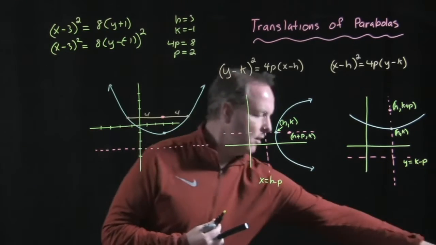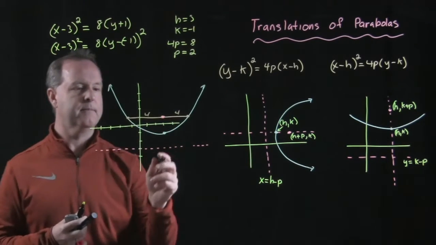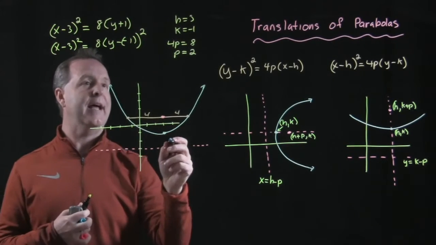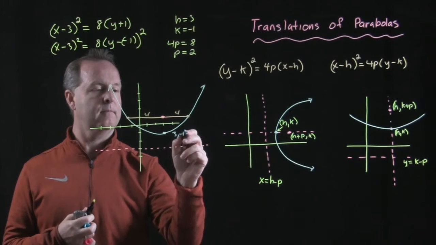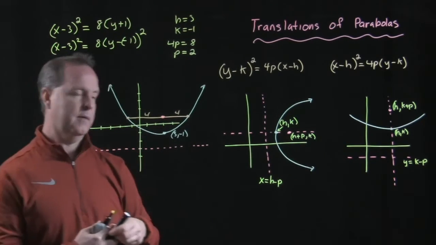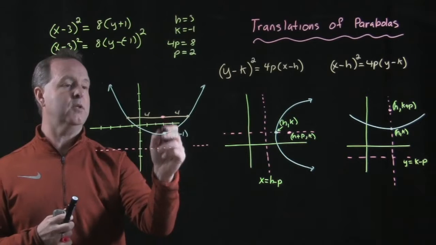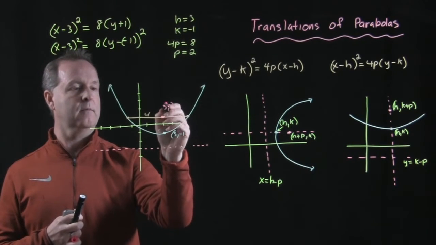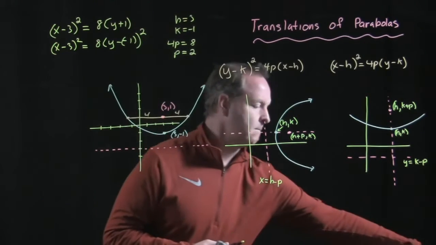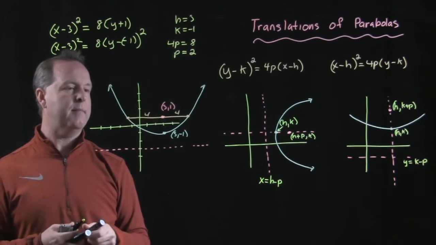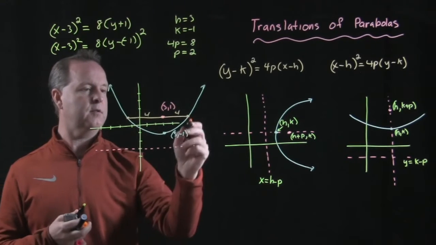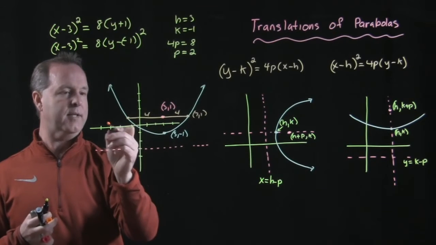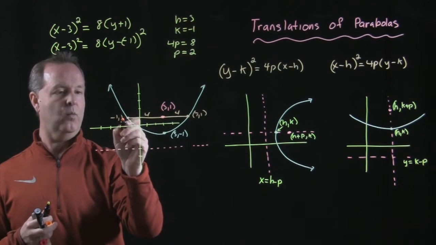Okay, let's go ahead and see how we can identify some of these points. My vertex was at (3, −1). All right, we know that. My focus was up 2 units from that, so that's (3, 1). The endpoint of my latus rectum is 4 points over, so this would be the point (7, 1) because it shifted 4 points over, and the other one's 4 points back, so it'd be (−1, 1).